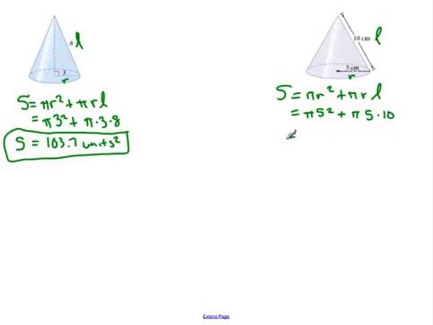We'll just write this in really easily here. We should get 235.6 square centimeters. Let's move on to something different.